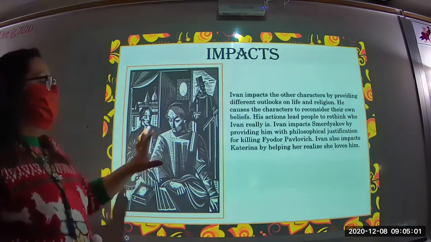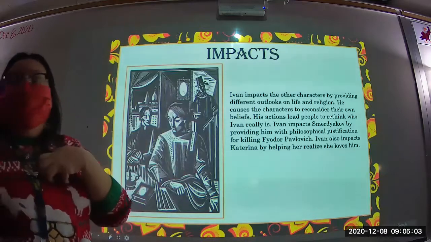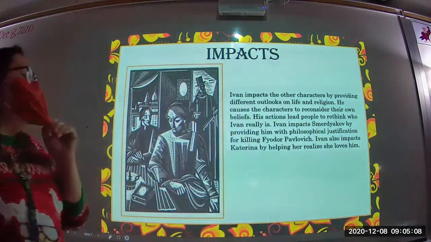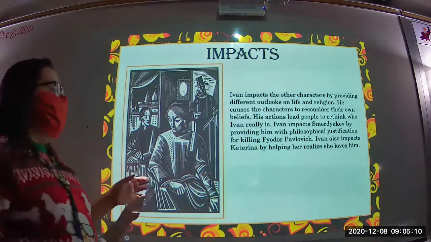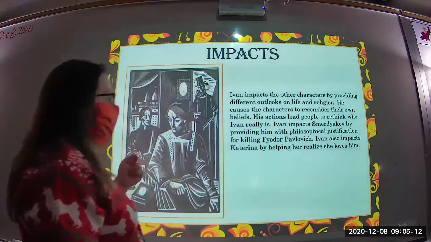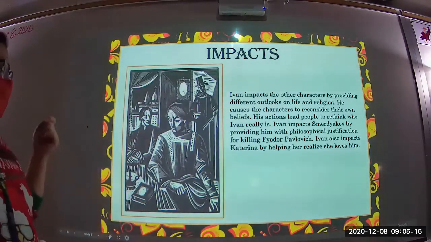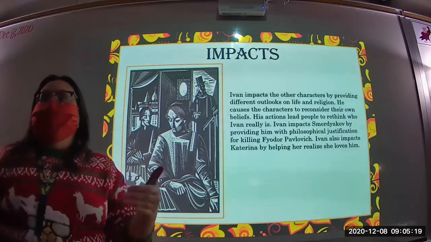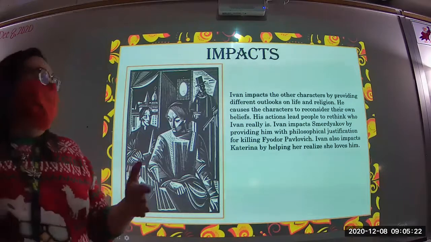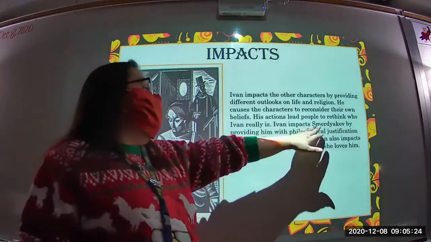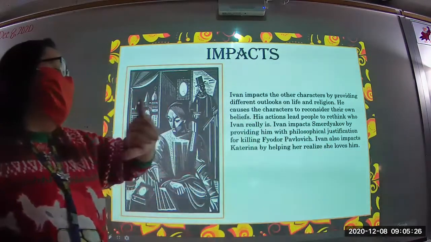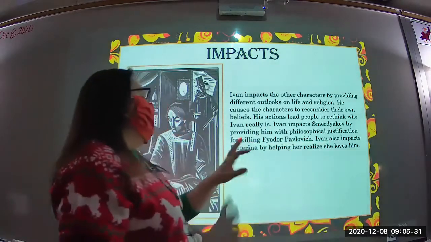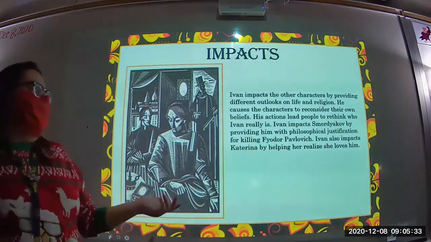So impacts. So this is going to be an impact on the other characters, not on myself, okay? Ivan impacts the other characters by providing different outlooks on life and religion. He causes the characters to reconsider their own beliefs. His actions lead people to rethink who Ivan really is, because he may say stuff, right? He may seem cold, but then he helps them out. Ivan's impact on Smirnikov, by providing him with a philosophical justification for killing Fyodor Pavlovich. Ivan also impacts Katerina by helping her realize she loves him.